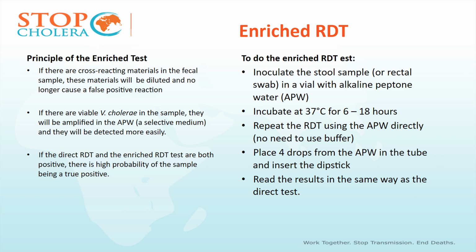After incubation in APW, 4 drops of the APW are added to the test tube, and the dipstick is placed in the tube, as was done in the direct test. One does not need to use the buffer solution when doing the enriched test. Note that one can use RDTs with rectal swabs when using the enriched test, since the APW will amplify the Vibrios sufficiently to be detectable in the RDT.